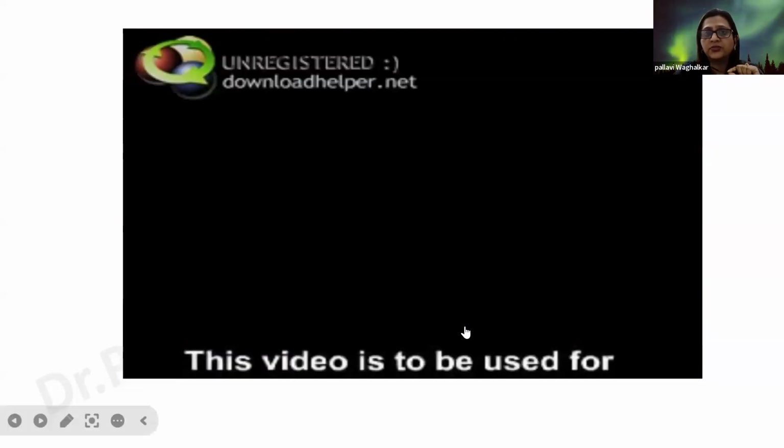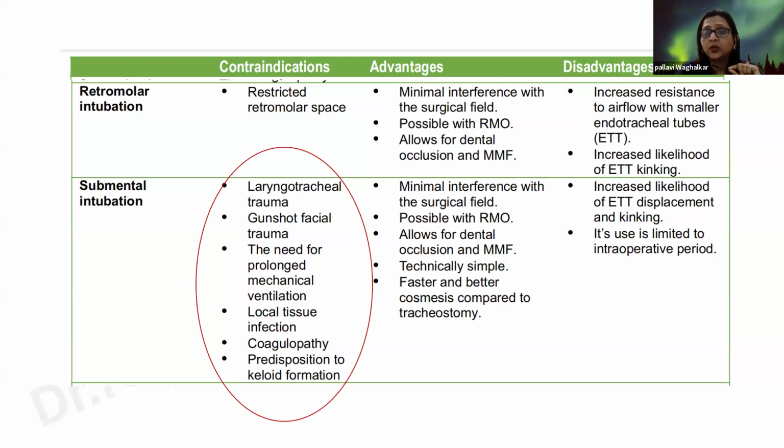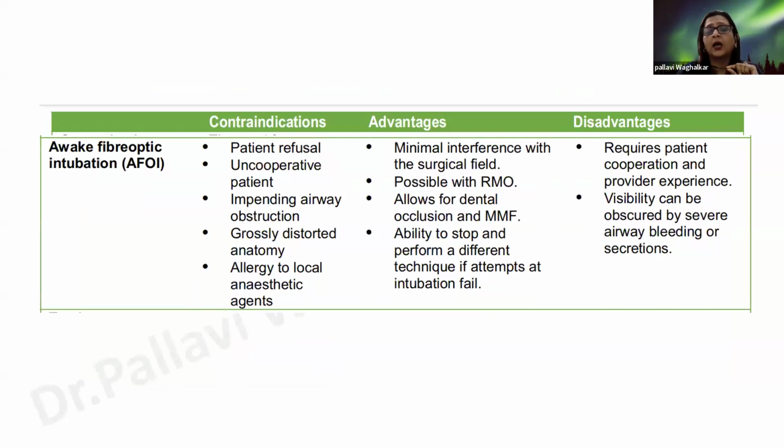This is retrograde intubation in difficult cases where the mouth opening is not there. So we have seen retromolar and submental intubations. Retromolar will not be possible in case of restricted mouth opening or restricted retromolar space. Submental will be difficult in laryngotracheal trauma, gunshot facial injuries, local tissue infections, and whenever there is a need of prolonged mechanical ventilation and coagulopathy. In these two techniques, there will be increased resistance to airflow in the endotracheal tube, and chances of kinking and displacement in the intraoperative period.